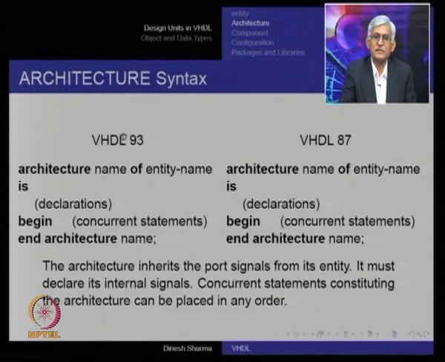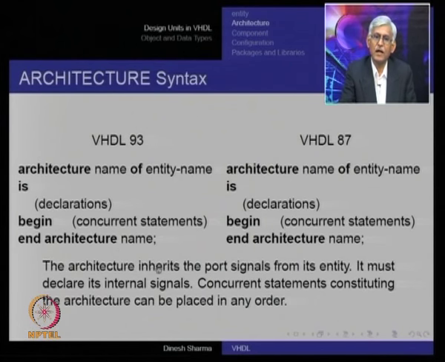The current syntax, as I said earlier, is consistent. Architecture name of entity name is, and then end architecture name. In this particular case, there is not a lot of difference between the two syntaxes. Entity has changed, and what the new VHDL 93 has done is to make the syntactical structure of all objects which make up this language consistent.